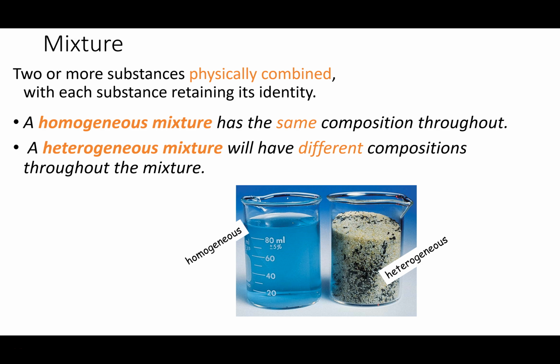Two types of mixtures: homogeneous, well mixed, and heterogeneous, chunky. Properties of mixtures are that they can be separated by physical means, and they can vary in composition. Those are the two big things.